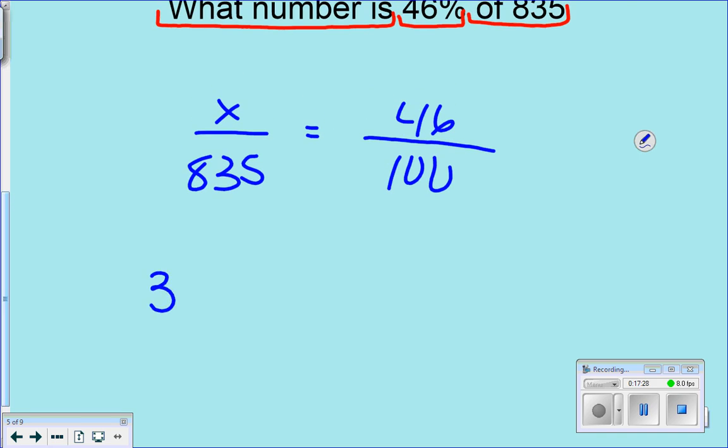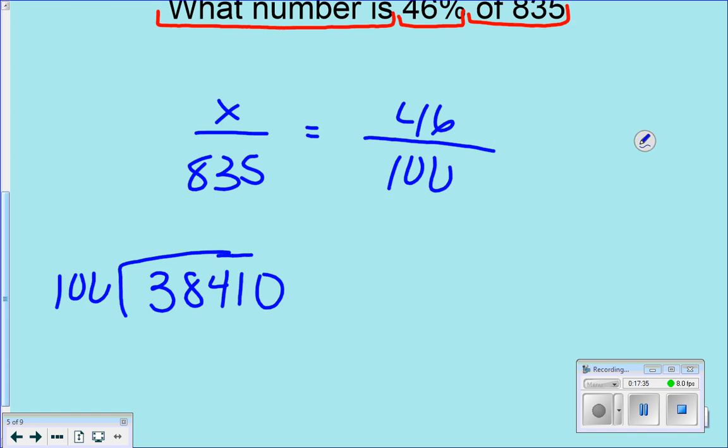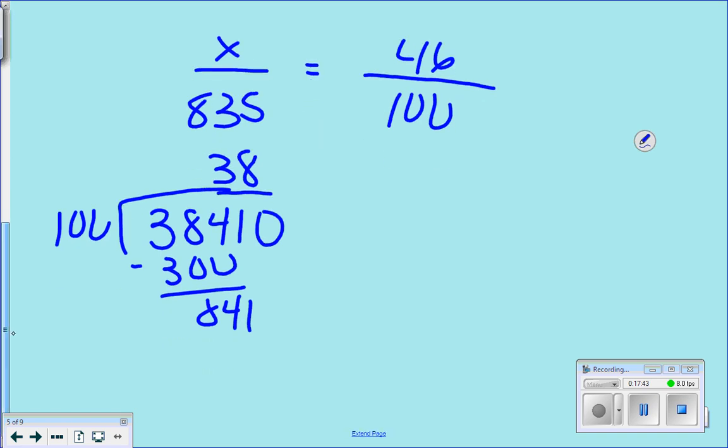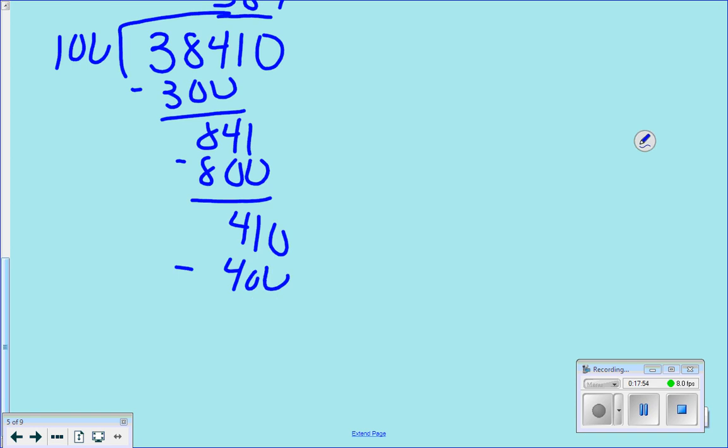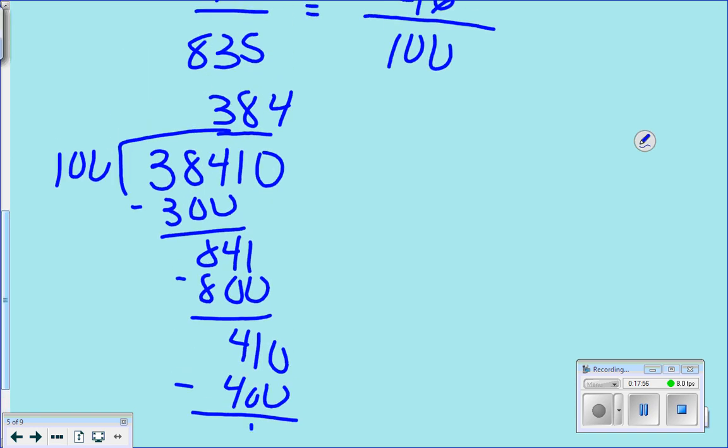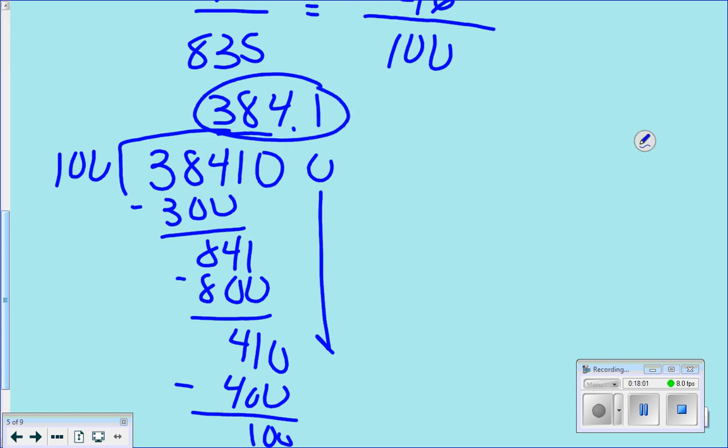What was it? Oh, 10. Okay. And you divide it by 100. Goes in 3 times, right? Minus 300. 84 goes in 8 times. So far, so good. Bring down the 4 and the 0. Goes in 4 times. Minus 400. And you're left with this. You can bring down another 0. Goes in once. That should be your answer. Okay?